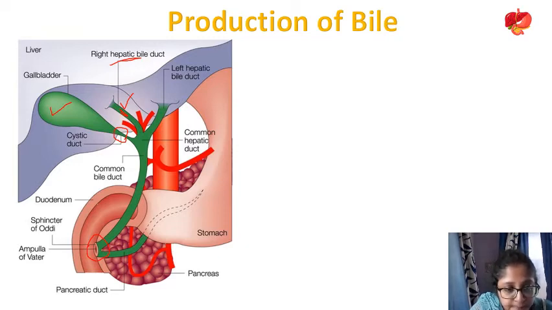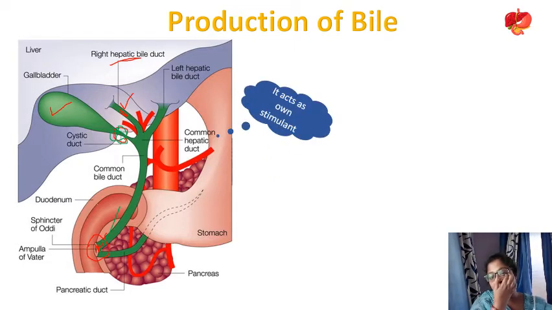This portion is the sphincter of Oddi. This is very, very important, that from the gallbladder it is coming through the cystic duct, and then it is entering the duodenum with the help of this sphincter of Oddi. You must keep this in mind: it is coming from the gallbladder through the cystic duct, and it is entering the duodenum through the sphincter of Oddi.